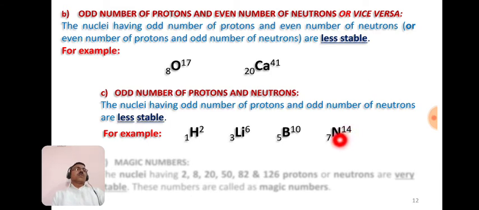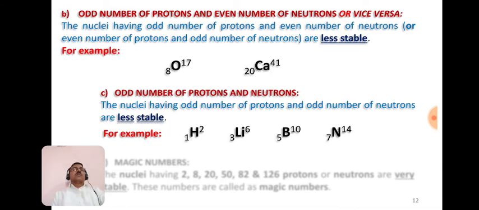In case of nitrogen, here atomic number 7 and mass number 14, so there are 7 protons and 7 neutrons. So this nitrogen nucleus is also less stable, because all protons are not in paired form, as well as all neutrons are not in paired form.